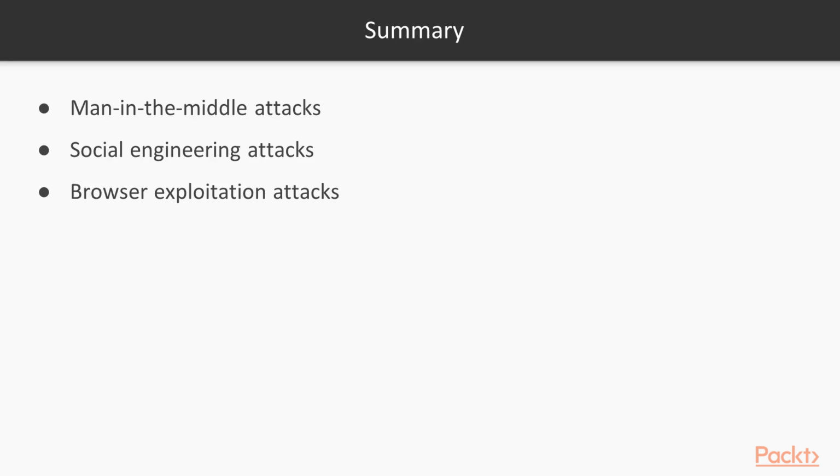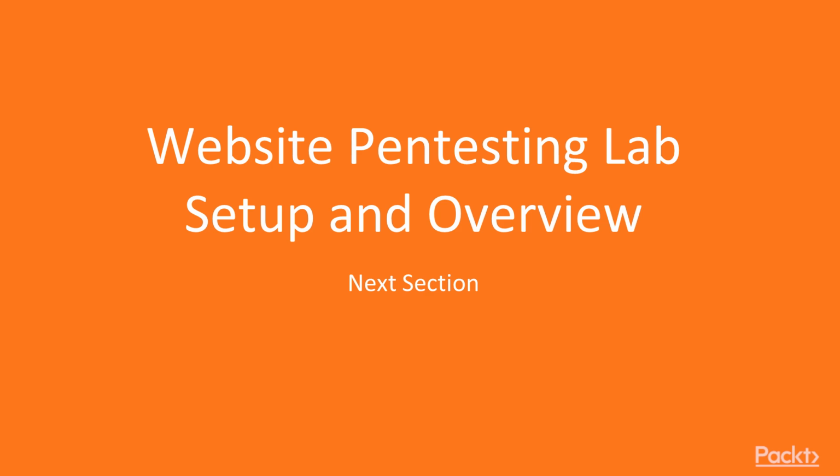Let's talk about the section summary. So in this section, we have learned about what is the man-in-the-middle attack, and we have also performed practicals using Wireshark and Ettercap. Then we have learned how to perform social engineering attack using social engineering toolkit. And finally, we have learned how to perform browser exploitation using browser exploitation framework or BeEF available in Kali Linux. So this is all about this section. And in the next section, we will learn website pen testing, lab setup and overview. Thank you so much.